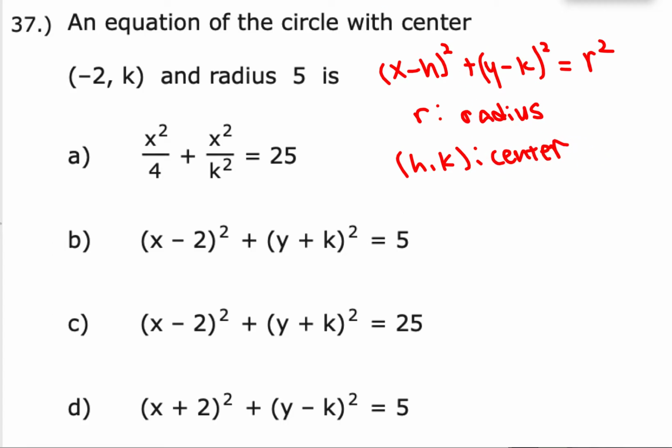Based upon this, you can see that this is my center, so in place of h, I'm going to have -2, which gives us x plus 2. You see, it has to be the opposite sign. Plus y minus k, didn't change, equals r squared, which means 5 has to be squared, so we get 25. So that is my answer.